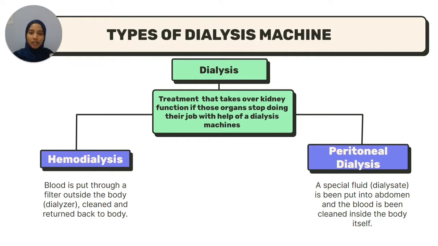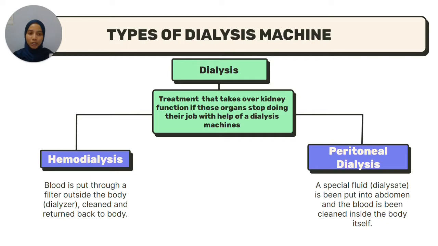Dialysis is a treatment that takes over kidney functions if those organs stop doing their job, with the help of a dialysis machine. There are two types of dialysis machine. First is hemodialysis. In this type, blood is put through a filter outside the body called a dialyzer. It will clean the blood and return it to the body. In hemodialysis, it removes waste and water by circulating the blood outside the body through the external filter, which is the dialyzer, that contains a semi-permeable membrane.